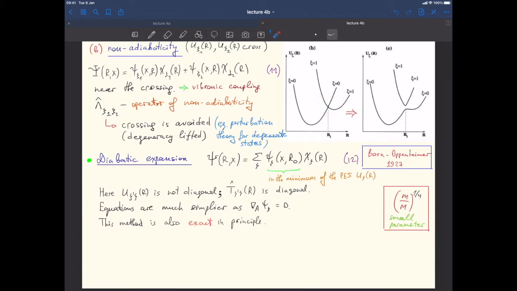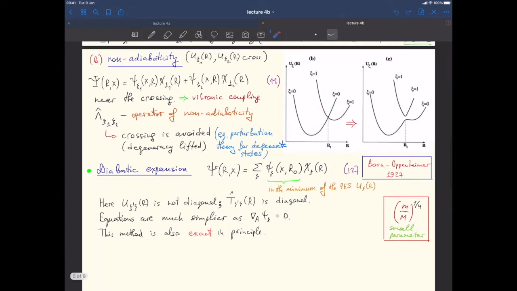If you are interested only in atomic positions somewhere here, you can ignore this first excited state potential energy surface. However, in many situations, especially in the case of chemical reactions, when you would like to consider a transition from this minimum into this one, you have to take account of this crossing of the potential energy surface. And therefore, you have to consider in more detail what happens here.